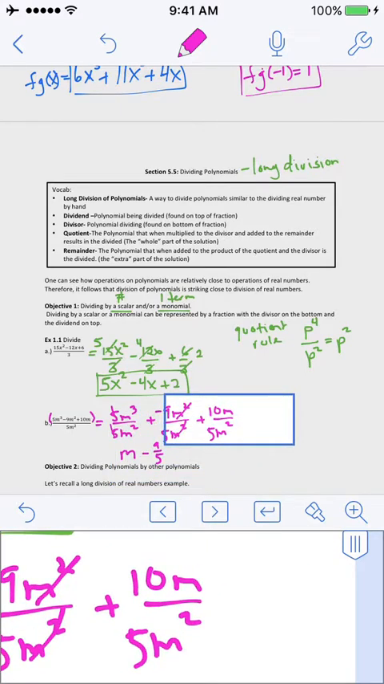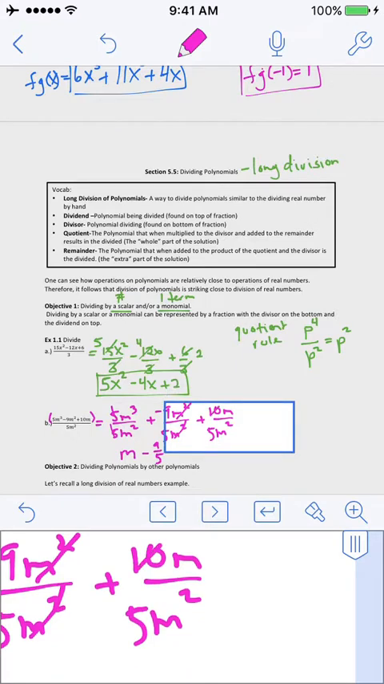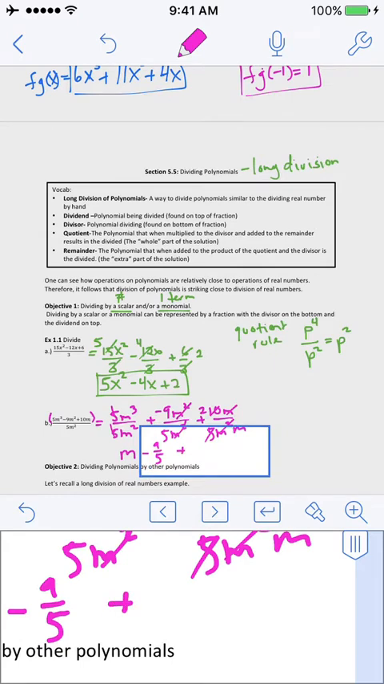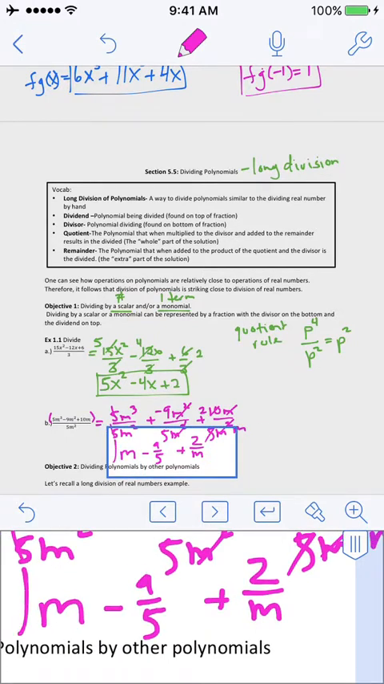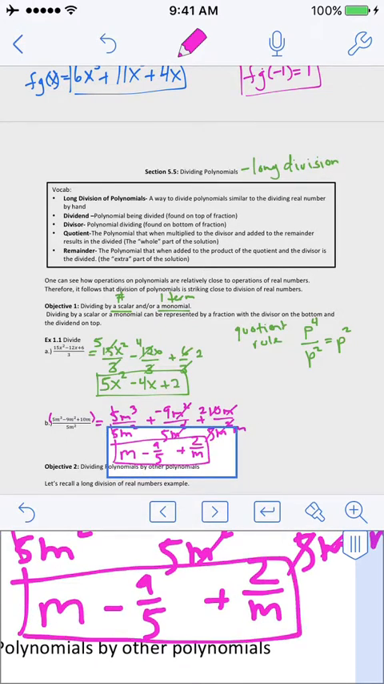Over here, I've got 10 and 5, so 10 divided by 5 would be 2. And then I've got to be careful because I do have some m's that are going to cancel. I've got one m on the top canceling with one of the two m's on the bottom, but that leaves me one m on the bottom, right? So it leaves me an m here. So what that leaves me is a plus 2 over m, and that happens sometimes. And now we've resulted in our polynomial: m minus 9 over 5 plus 2 over m.